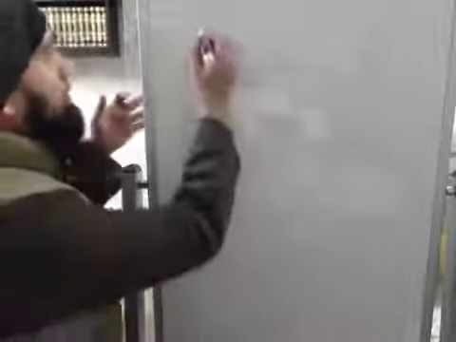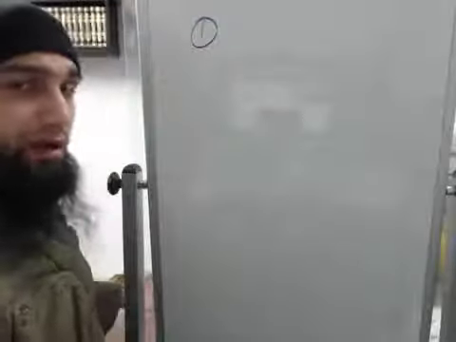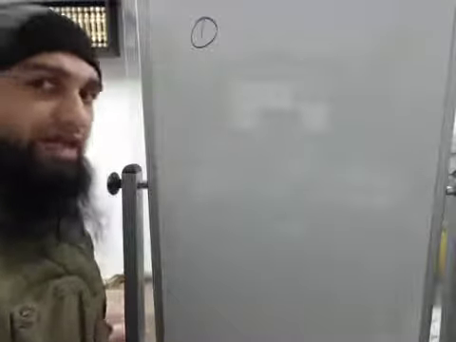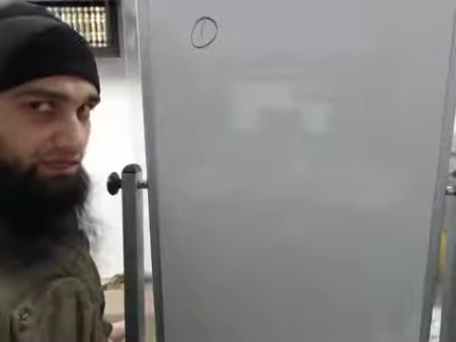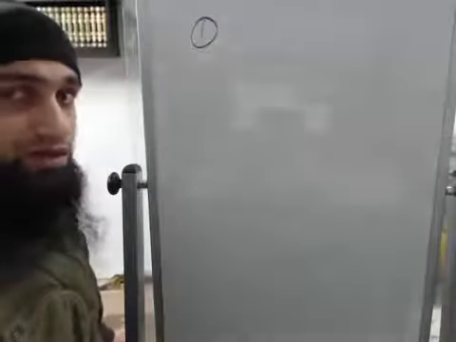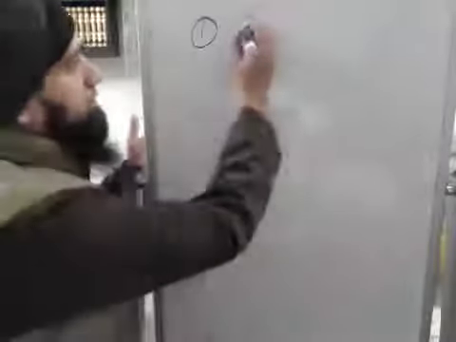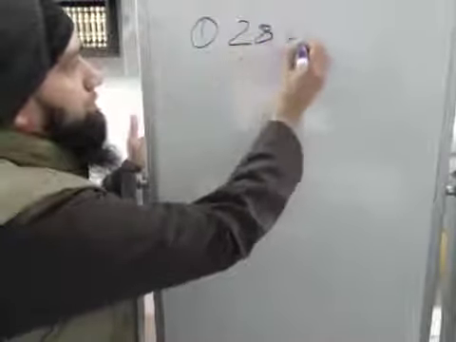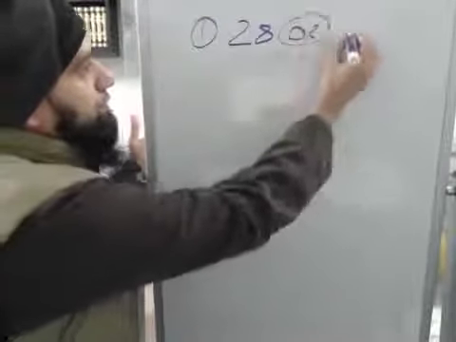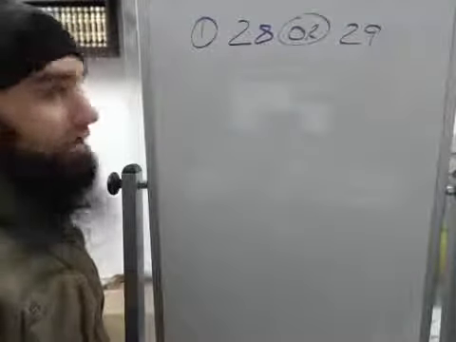Number 1, in the Arabic language, how many letters are there? If you say 28, you are correct. If you say 29, you are correct. But you need to understand what each of those means: 28 or 29.